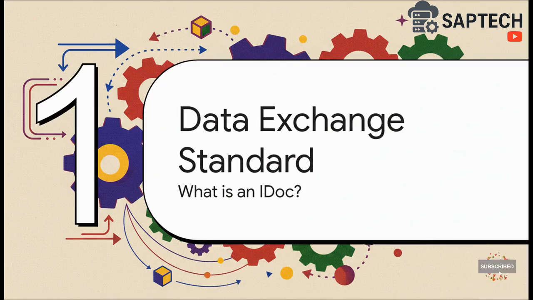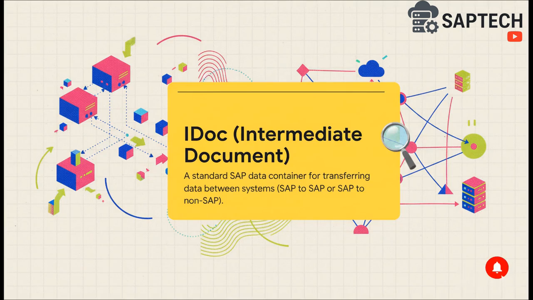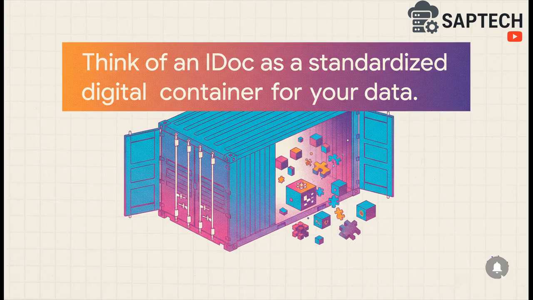First things first, what is an IDoc really? To get why it's so powerful, you've got to understand its main job, which is to create a universal standard for moving data around. So, at its very core, an IDoc, which stands for Intermediate Document, is basically a standard data container. Its whole purpose in life is to shuttle information from one system to another. And that could be from one SAP system to another one, or even from SAP to a completely different non-SAP system.